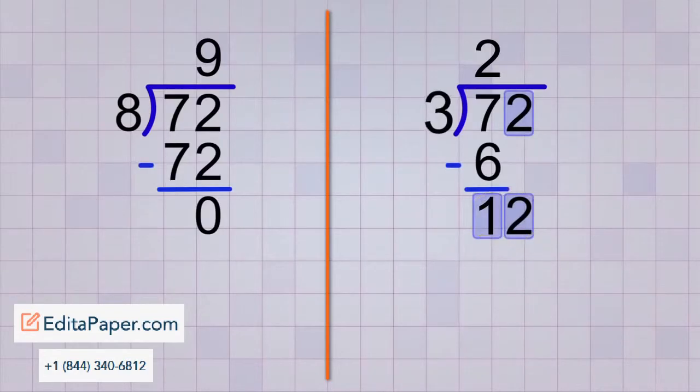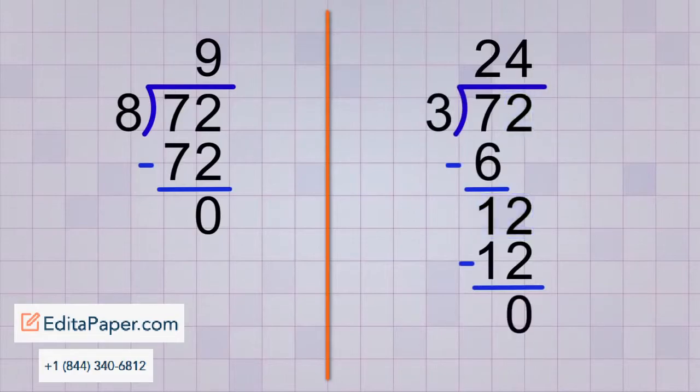Then we ask, how many 3s does it take to make 12? And the answer to that is exactly 4. So we write a 4 in the answer line, and 3 times 4 equals 12. 12 minus 12 equals 0, so we have no remainder. We're done. 72 divided by 3 is 24.